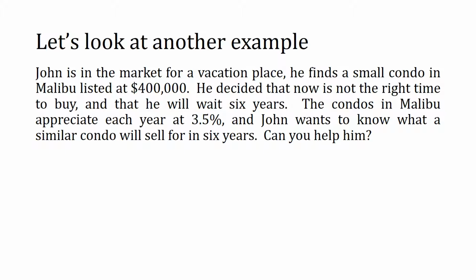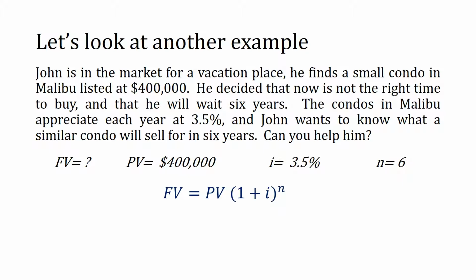Of course we can. Now let's start by categorizing the values that we have. We have $400,000. That is the price of the condo now, which is the present value. And then we have 3.5%. This is the percentage of the appreciation of the condo, which we can use as an interest rate because it increases. And then John will wait for 6 years, and so this is the number of time periods.